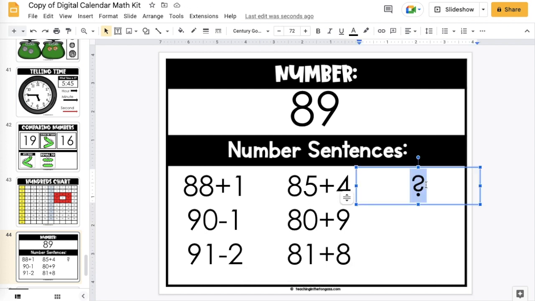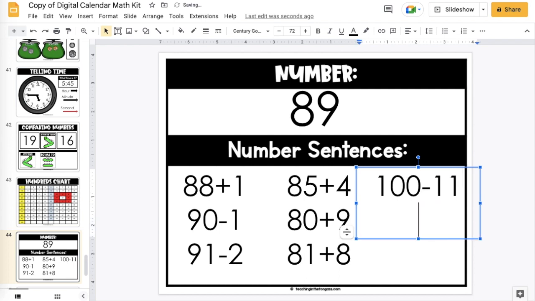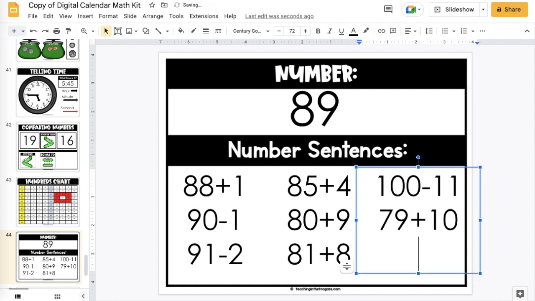And let's see, 100 minus 11 is 89. 79 plus 10 is 89. Thinking around the adding 10, 69 plus 20 is 89.